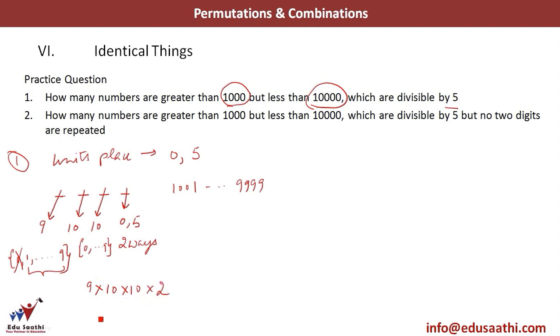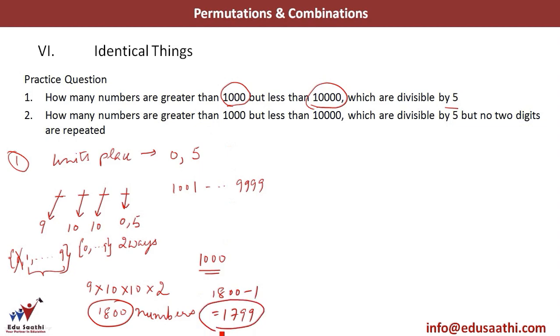Okay, so these are 1800 numbers, but be careful that these 1800 also includes the number 1000, but I want numbers greater than 1000. So what is my final answer? It is 1800 minus 1, which is 1799. Be careful about this. A lot of people make mistakes here.